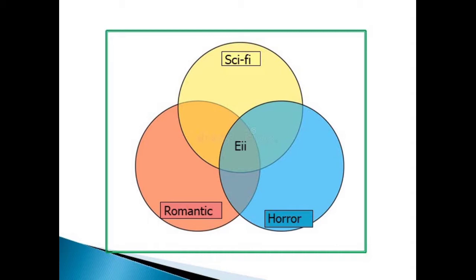So we have E here who likes all types of movies. G who likes romantic and sci-fi. A and H who like both sci-fi and horror. And C who likes romantic and horror movies. Also, we have D who likes romantic movies only, B who likes sci-fi movies only, and F who likes horror movies only, and U who likes comedy movies.